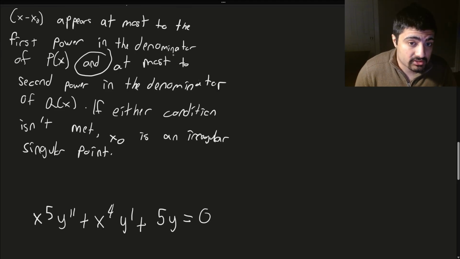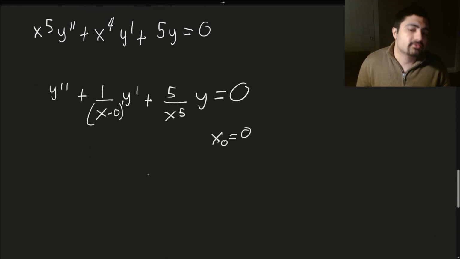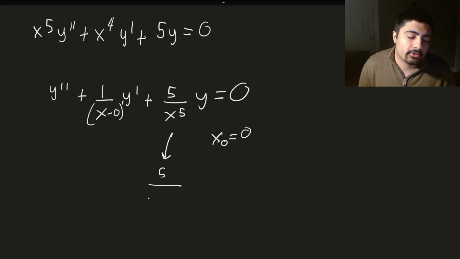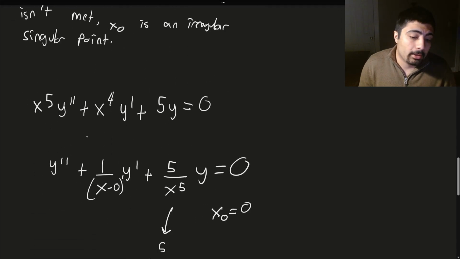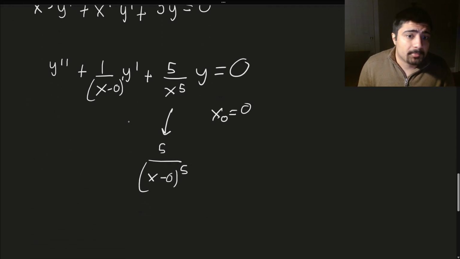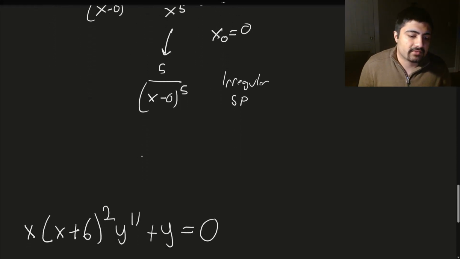The second requirement also must be satisfied: at most the second power in the denominator of q of x. The q of x function is 5 over x to the 5th, which we can also write as 5 over x minus 0 to the 5th. And this is not the second power. It says at most to the second power. So this is the 5th power, and because one of the requirements was not met, we know that this is an irregular singular point. Irregular SP. I'm just gonna say SP just to save some time.